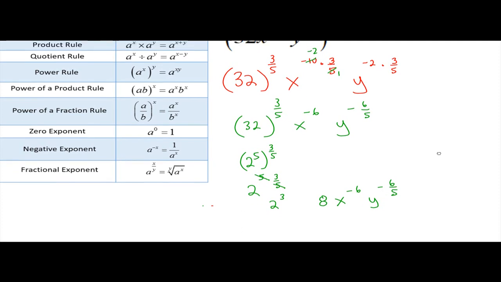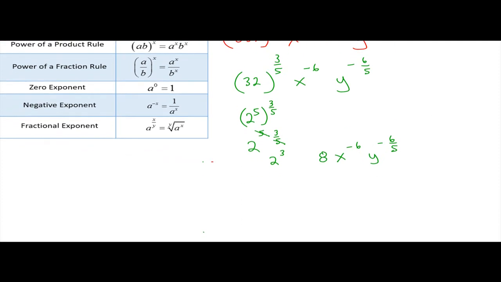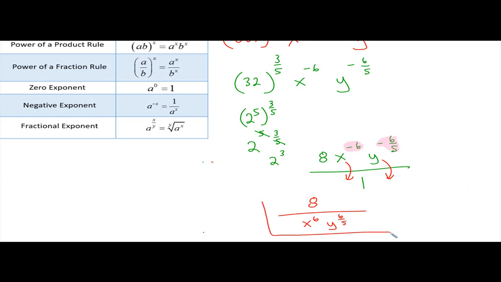Now typically, sometimes the questions will tell you to make sure your answer at the end doesn't have any negative exponents. So we need to take these negative exponents and make them positive now, right? So imagine this is over 1. That means we need to take these bases and move them to the bottom, since they're on top right now. So on top we're going to have 8, and on the bottom we will have x to the 6 and y to the 6 over 5 power, right? This would be our final answer.